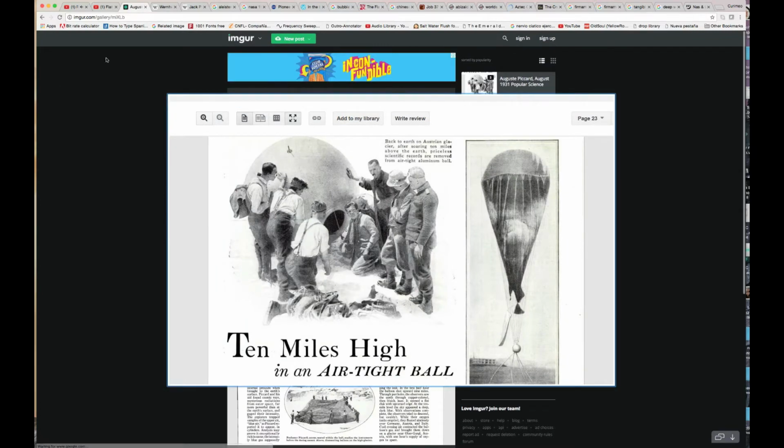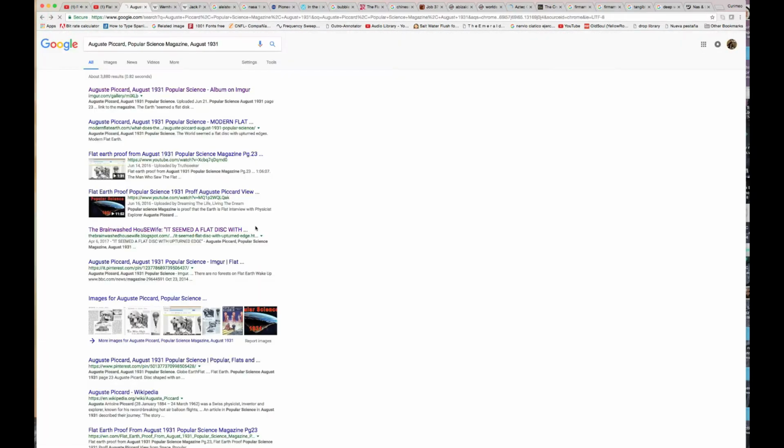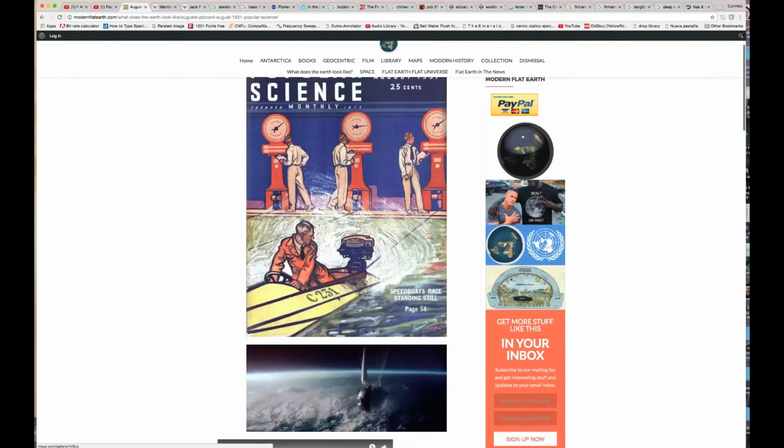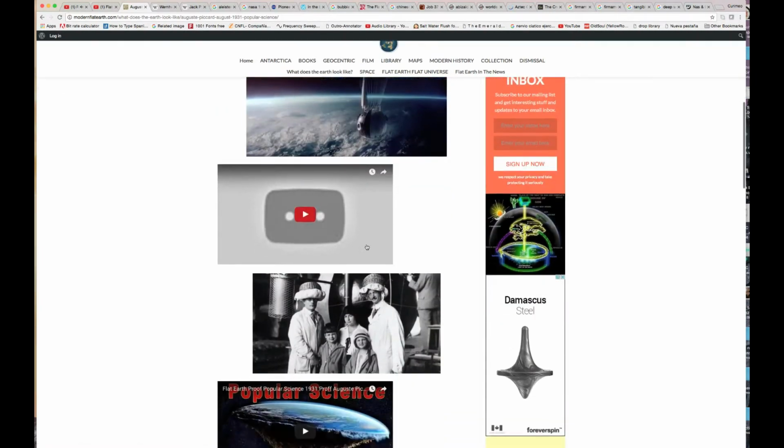This is the illustration of the thing. So you can see he went there before NASA. He was way up there in the atmosphere, you know. Popular Science, 1931. Here's the commercial again.